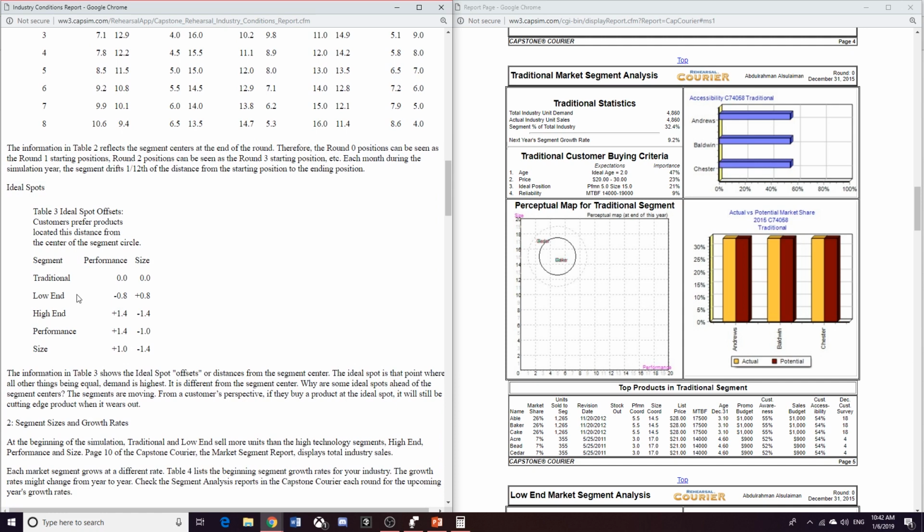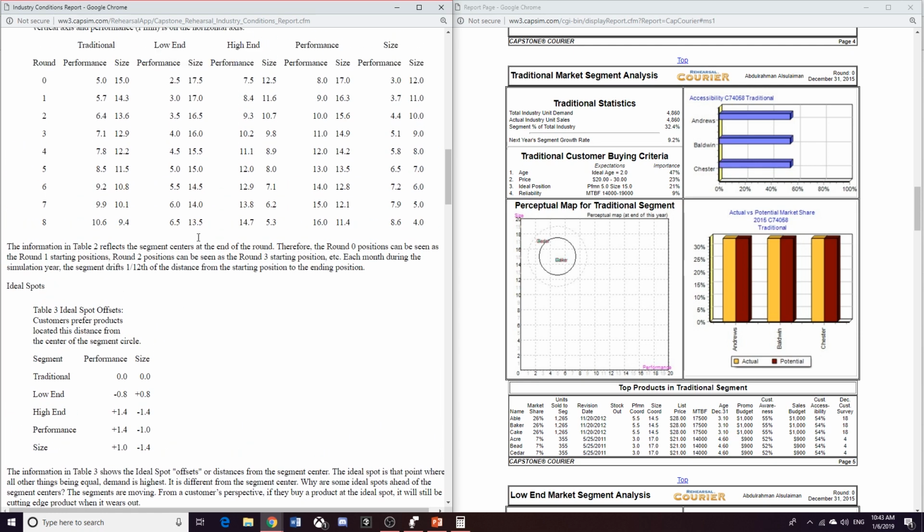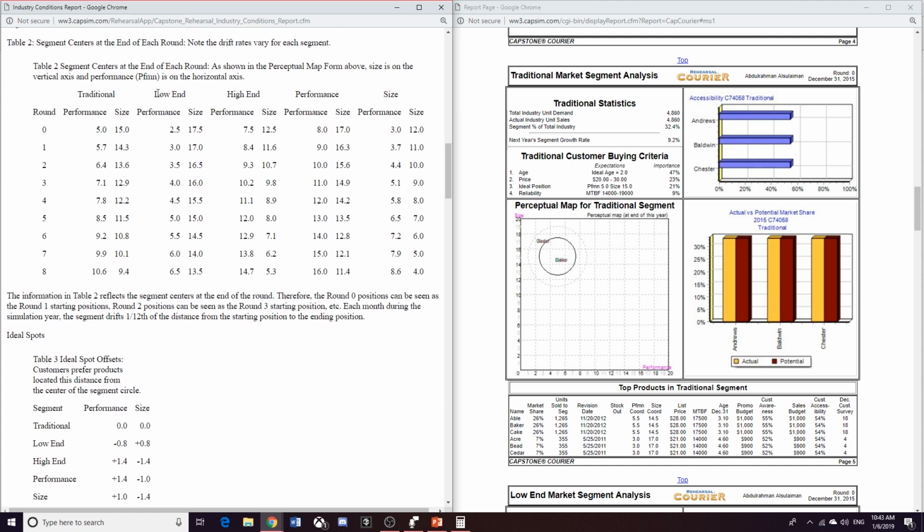Okay, and then for low end, for example, it tells you that the customers want products that are located this distance from the center of the segment circle. So customers want a product with performance that has negative 0.8 and size plus 0.8 from the customer segment. So let's go and look. For example, in the beginning of round one, low end segment, the center of the segment is 2.5 performance and 17.5 in size. So we want to know in the beginning of the round, what is the customer's demand for the product?